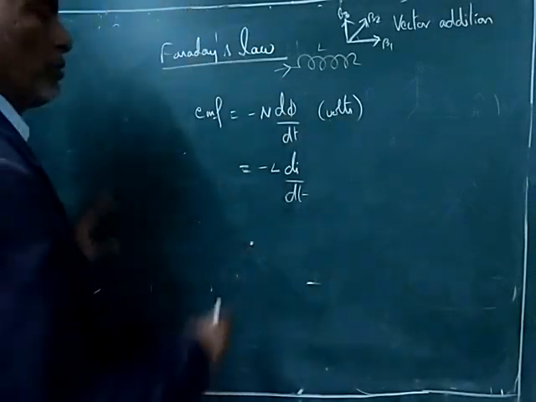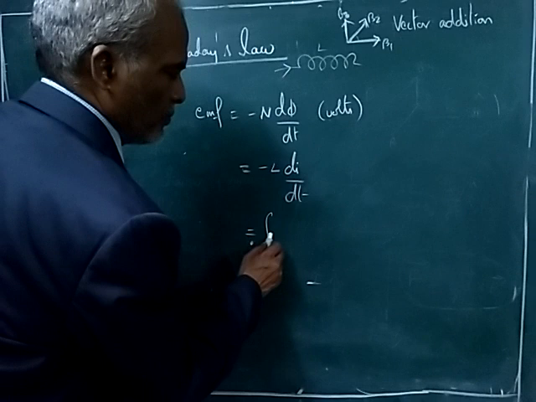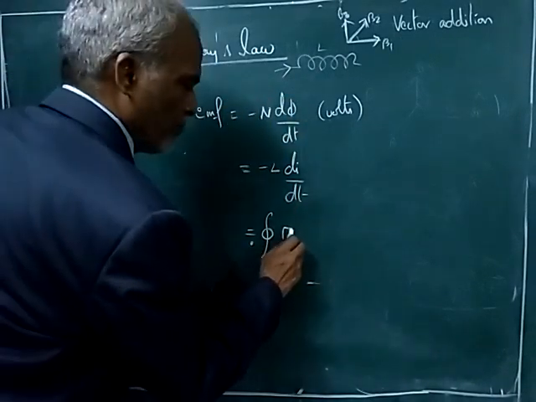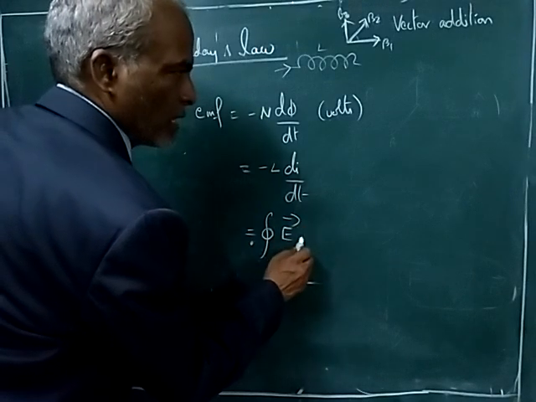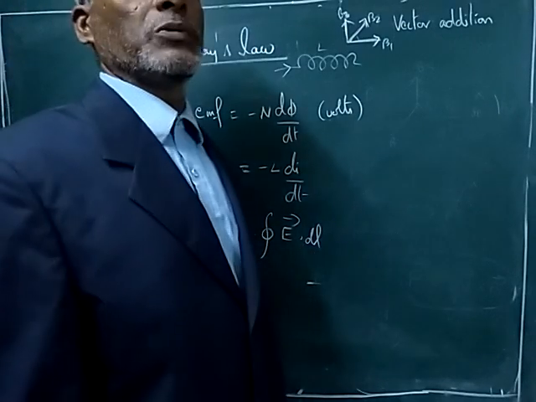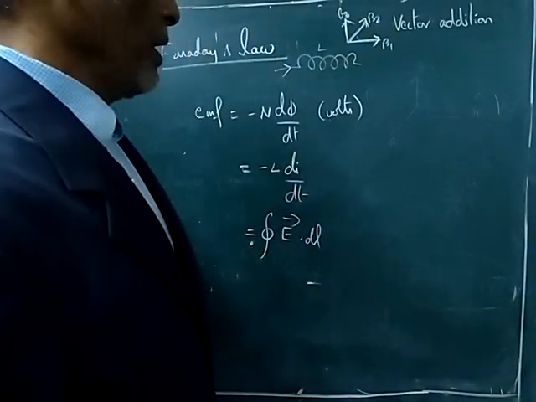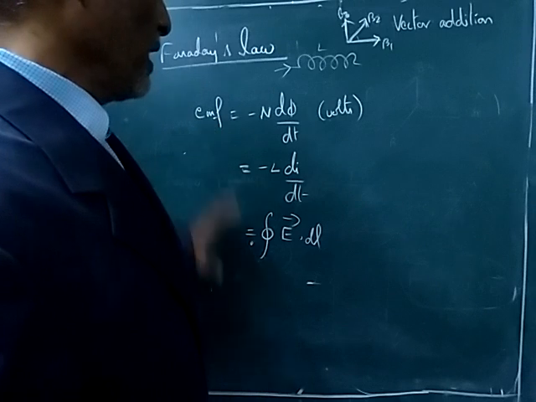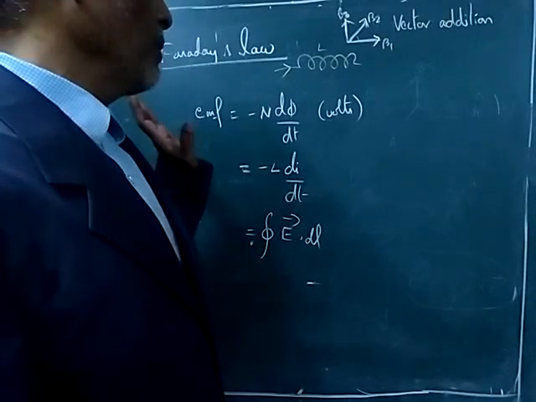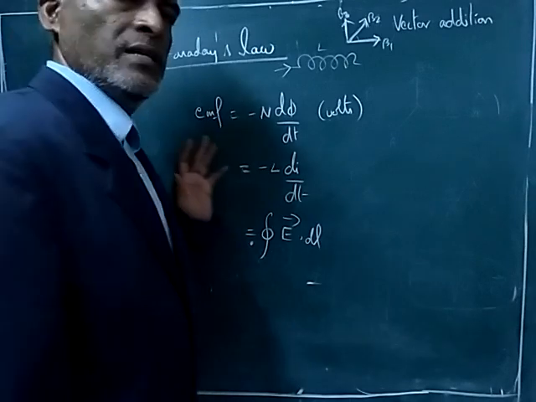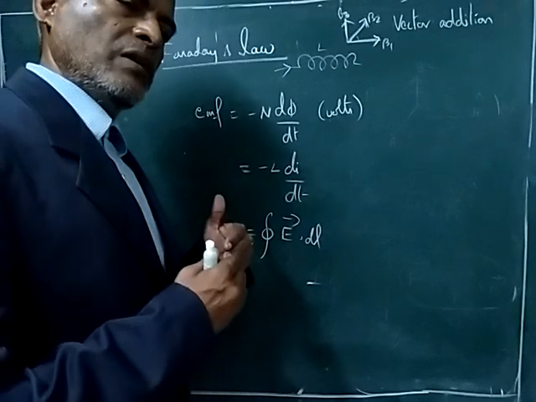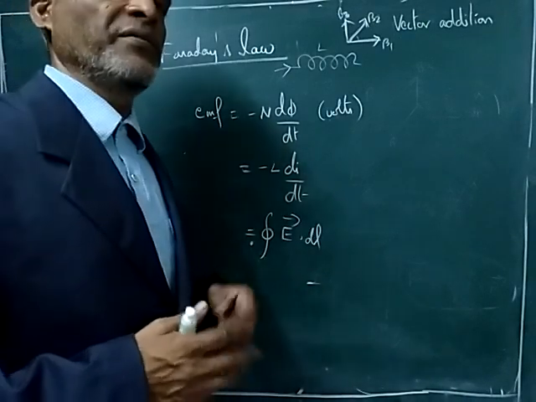And we have one more equation, which is equal to the closed line integral of E, the electric field vector, dot dl. So this integration is carried out with respect to dl. Now this is Faraday's law. If you carefully see, it relates only voltage, current, or electric field and voltage, but it does not have a relation with the magnetic field.